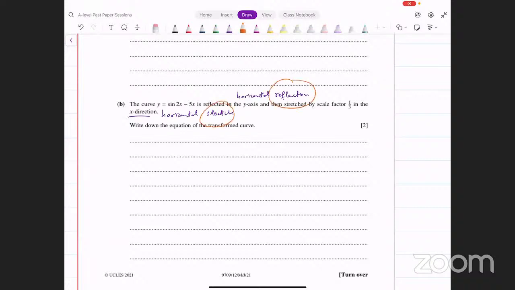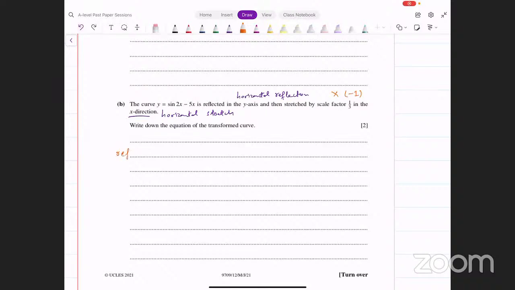रिफ्लेक्शन और स्ट्रेच में इट डजंट मैटर आप कौन सा पहले करो, क्योंकि दोनों मल्टीप्लिकेशन होती है, उसमें ऑर्डर मैटर नहीं करता. आपने 2 चीजें करनी है. रिफ्लेक्शन का क्या मतलब होता है? आपने माइनस से मल्टीप्लाई करना होता है, मल्टीप्लाई बाय -1. एक तो आपने ये करना होता है रिफ्लेक्शन की वजह से. अब ये स्केल फैक्टर 1/3 पे स्ट्रेच हो रहा है हॉरिजॉन्टली, तो हॉरिजॉन्टल स्ट्रेच जो है हम यहाँ पे लिख लेते हैं. रिफ्लेक्शन की वजह से क्या हो रहा होगा?